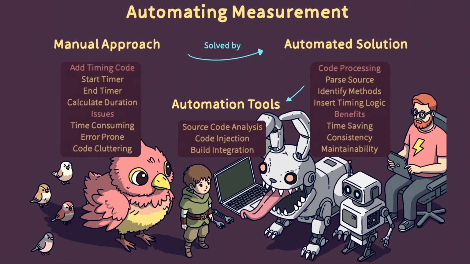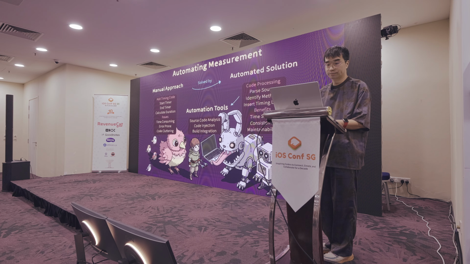Manual analysis has many benefits, but it's time-consuming, error-prone, and can need messy code. So we need an automatic solution. The automatic process involves using tools to parse the code, find method definitions, and insert time logic. This saves development time and makes the code easier to maintain. Tools available for this include source code analysis tools and build integration tools.